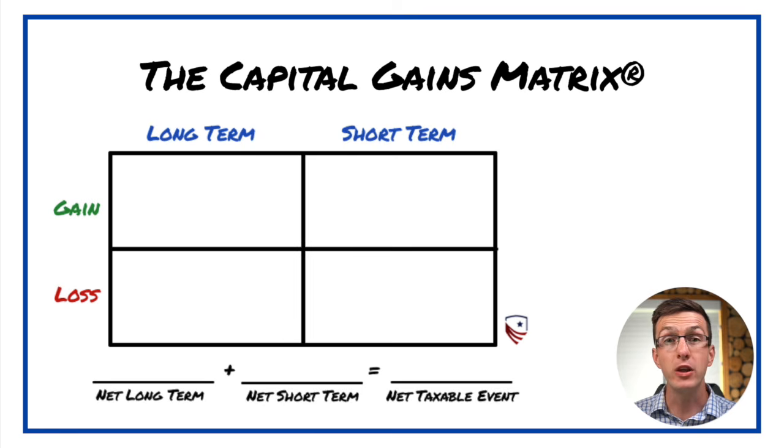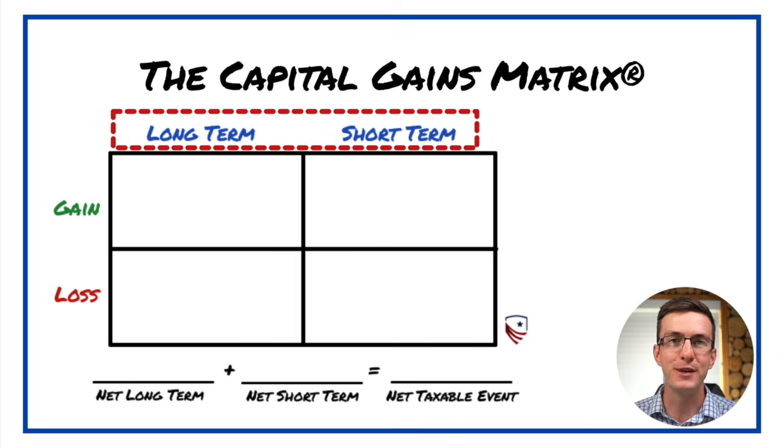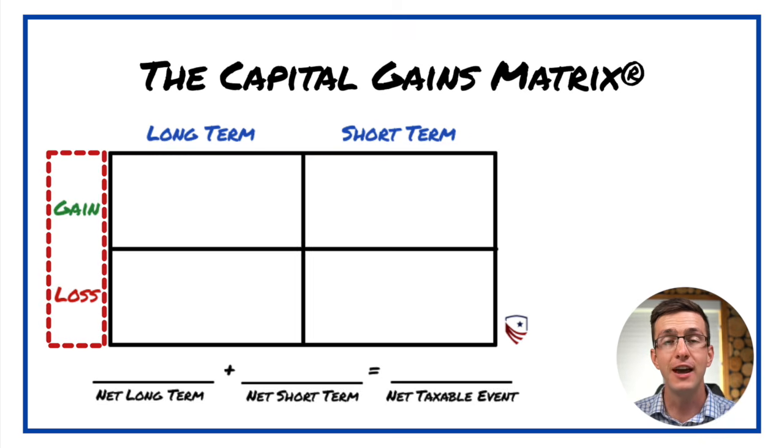Here's a roadmap that we call the capital gains matrix that will help you perfectly understand these relationships. On the x-axis of this matrix, we have whether this taxable event is a short-term taxable event or a long-term taxable event. Then on the y-axis, we have whether it is a loss or whether it is a gain. Now let's walk through a number of examples with this matrix to help remedy a lot of capital gain mistakes that I often see from retirees.